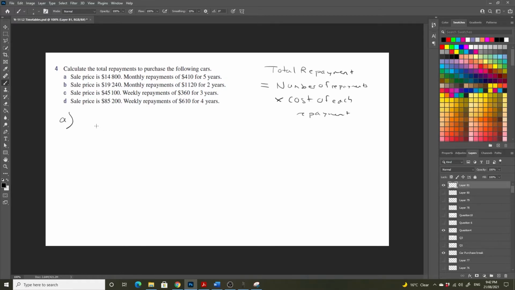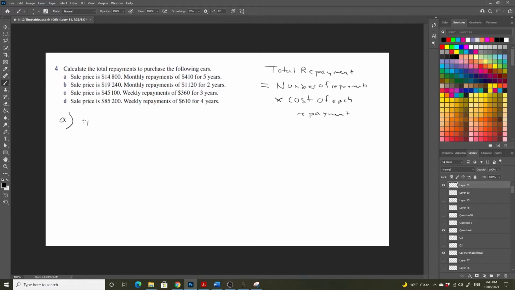So we have bought a car for $14,800 on finance, and we have arranged to pay monthly repayments of $410 for the next 5 years. Now, one temptation is to quickly multiply 5 by 410, but we have to remember that they are in different units. We need to get the monthly repayment and make it an annual repayment, or we need to convert years into months first. But the easiest way to do it is to convert years into months and then multiply it by the monthly repayment all in one step.